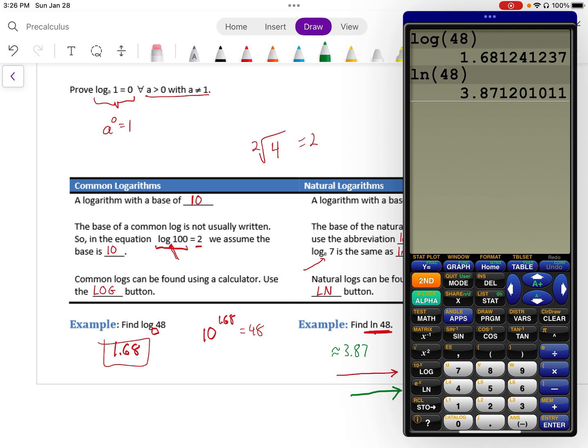And that's it. This was just an introduction to logarithms. So there's lesson 4.6.